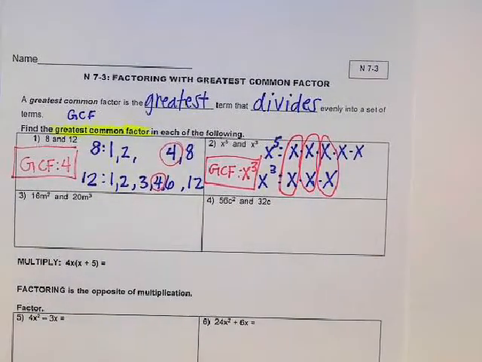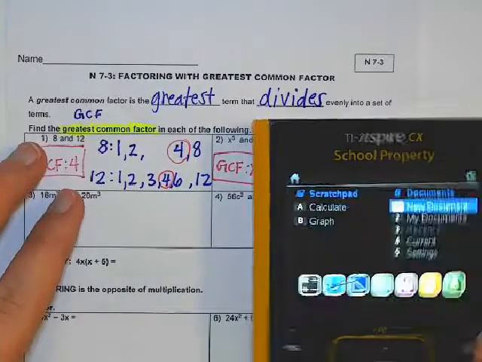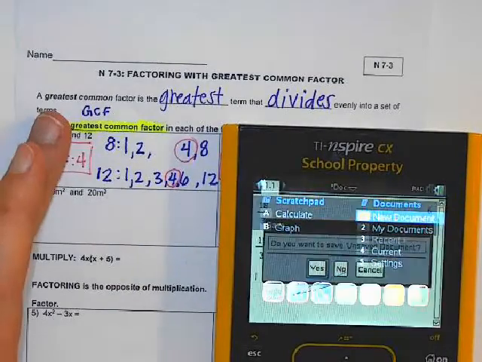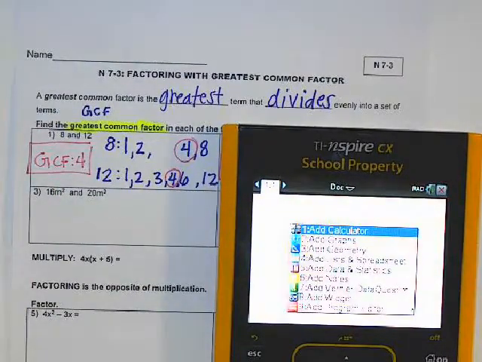So look at number 3. I have a trick for you to find all of your factors. Are you ready? Okay, turn on your calculators. Why is number 3 different, by the way? Because it's got a number and a variable. Okay? So first I need to know all the factors of 16.